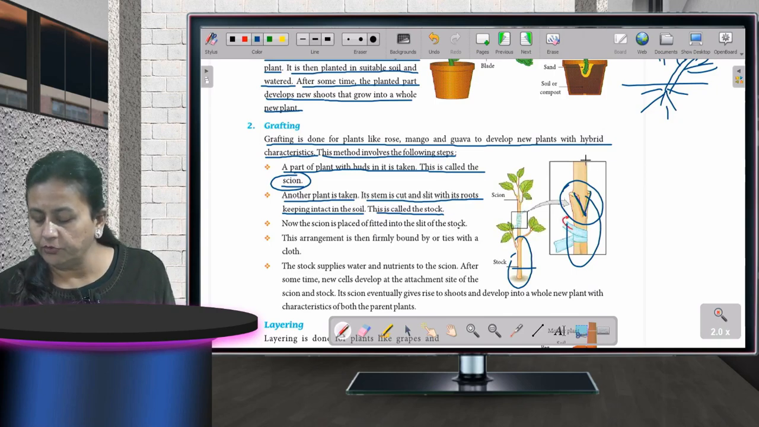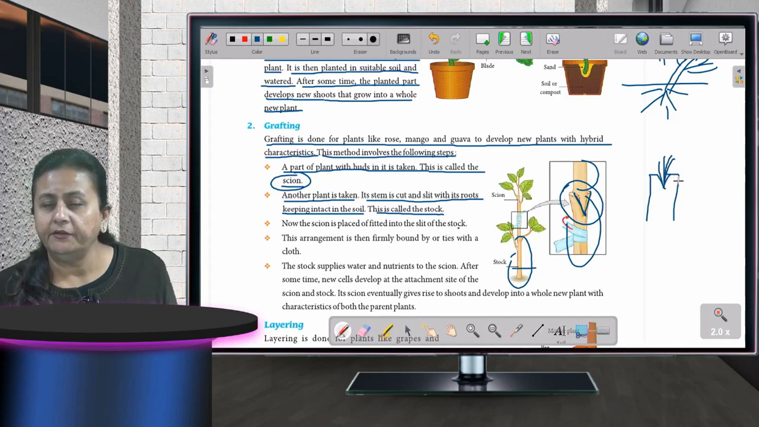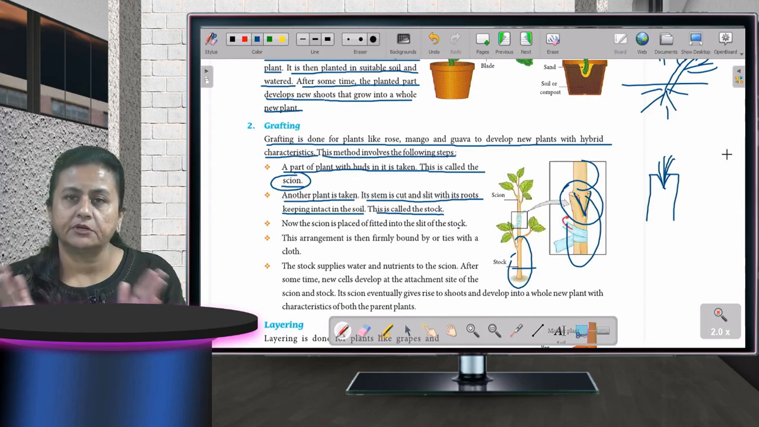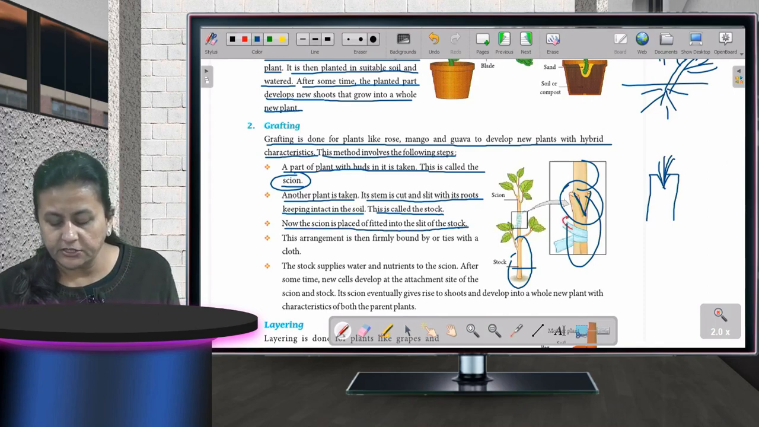Now what will you do? The part which you have cut, see, this part you have cut, and this is the other plant. You will put this part into the plant which you have cut. Now the scion is placed or fitted into the slit of the stalk. This arrangement is then firmly bound or tied by a cloth.